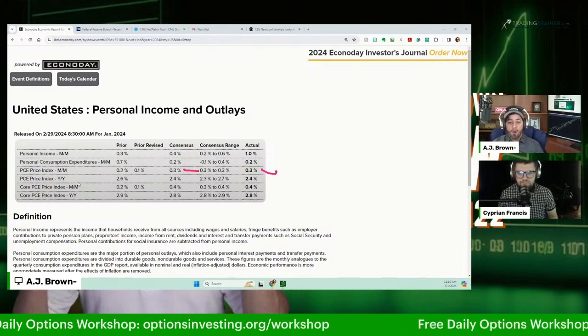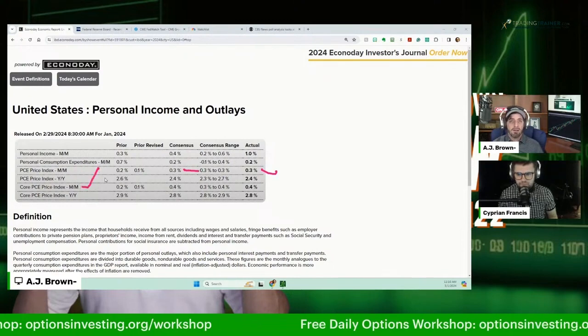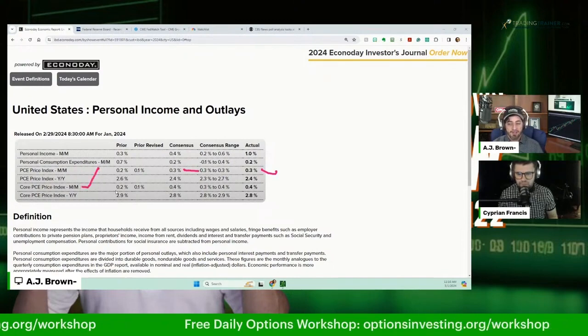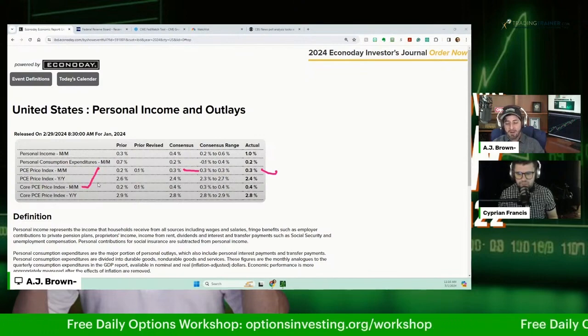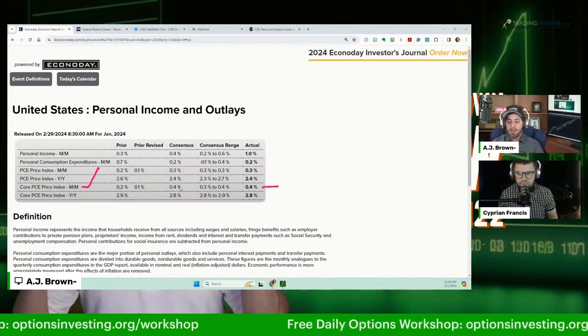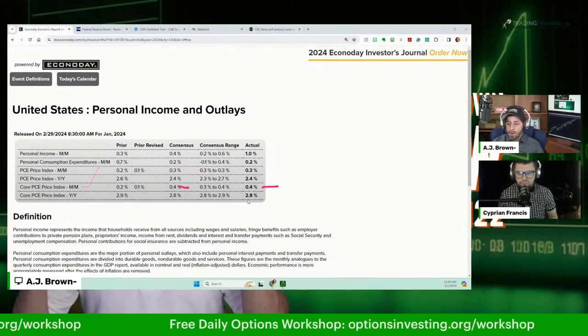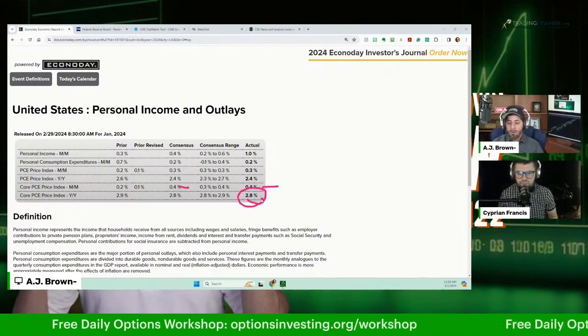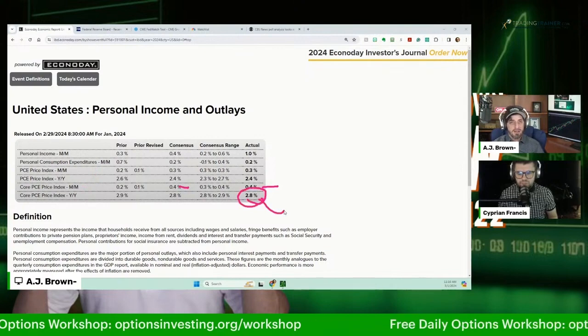You can see the core. This is where they factor out a lot of the volatile things that we have in our economy. And that's right in line with expectations, a little bit on the hotter side. But when you look at what's been happening year over year, I mean, this number is coming down.